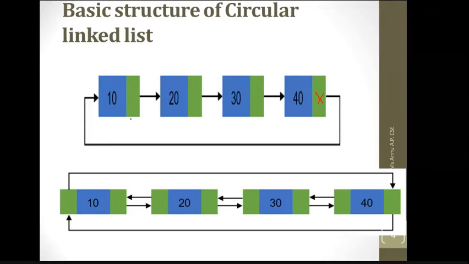So in this kind of list, you can access each and every element in a circular manner. Okay, you can see the cycle is here. You can access 10, 20, 30, 40, and again with the help of 40 you can access 10. So you can access each and every element with the help of any other node. You can traverse in forward and backward manner both, but with the help of these nodes.